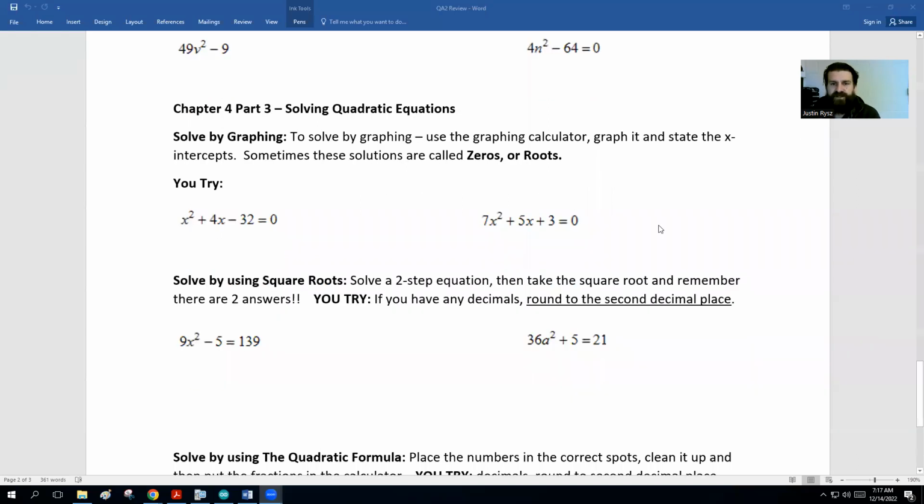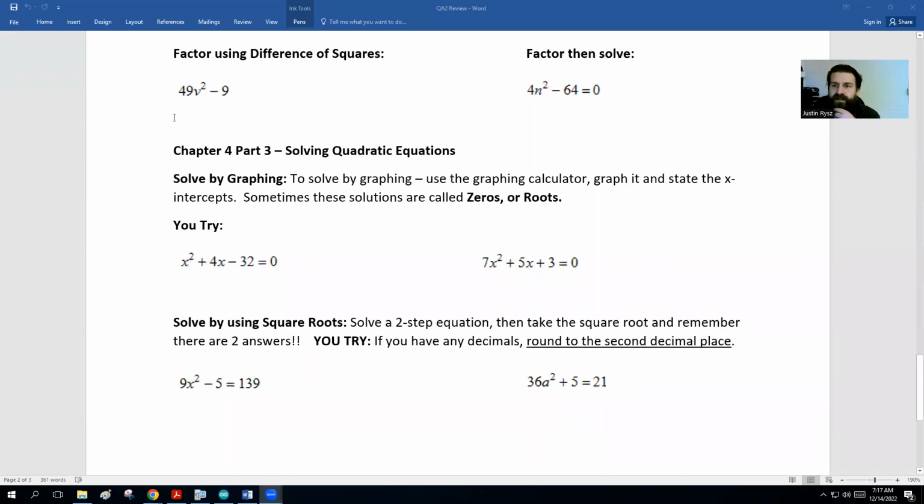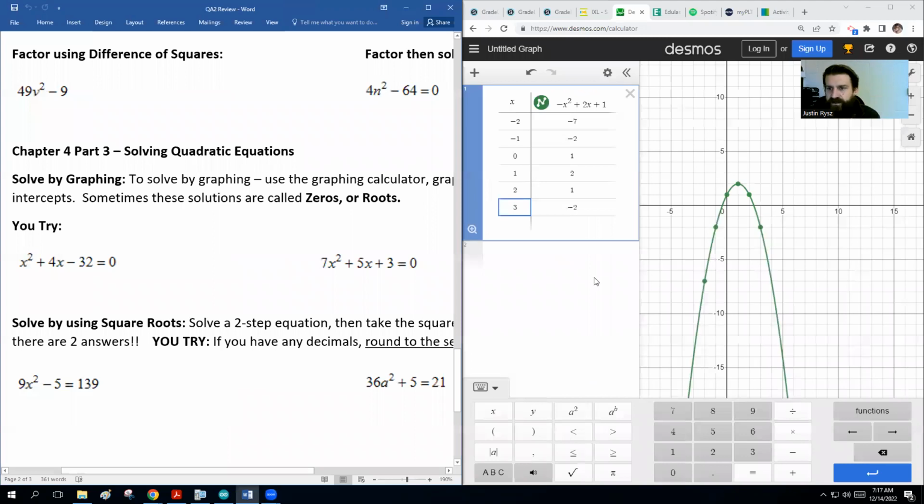All right, next, if we want to solve by graphing, what we want to do here is use Desmos. It's our friend. We can also use the TI calculator. Those guys are cool. They're not our friend anymore, but we still hang out with them.